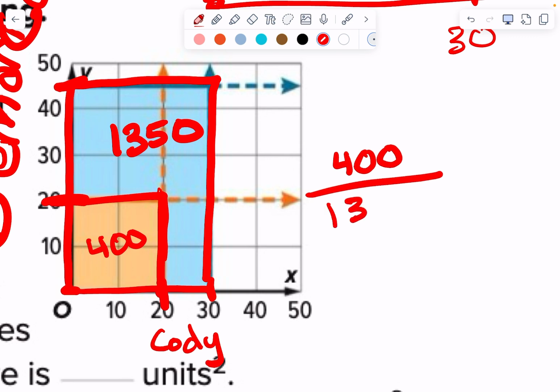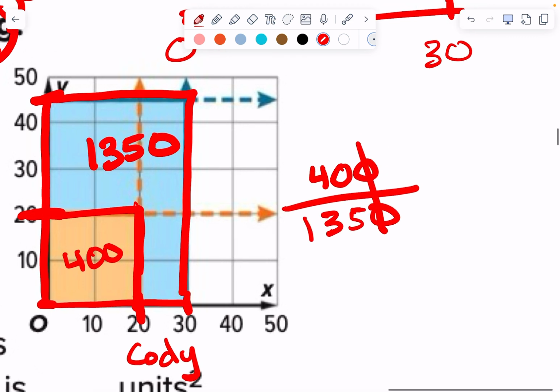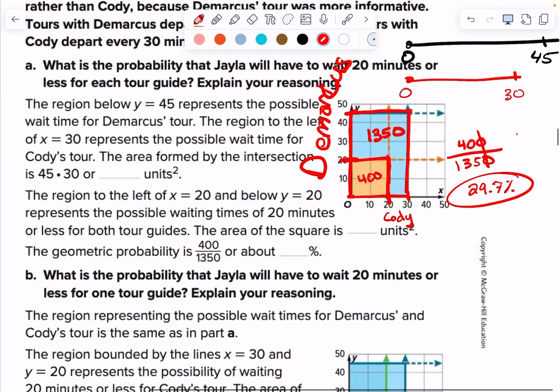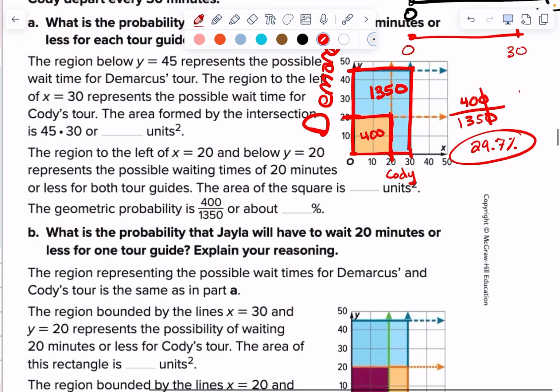400 over 1,350. Yeah, I can cross off a 0. I can divide by 5. 8 over 27, which is 29.7%. Okay, that's the chances. So a little less than 30% of the time. About a fourth of the time, I'm going to wait less than 20 minutes for either one, right? If you rounded it up, it'd be 30.